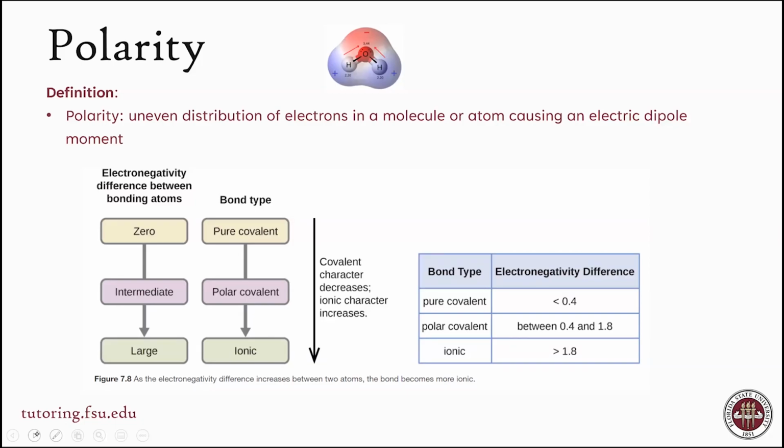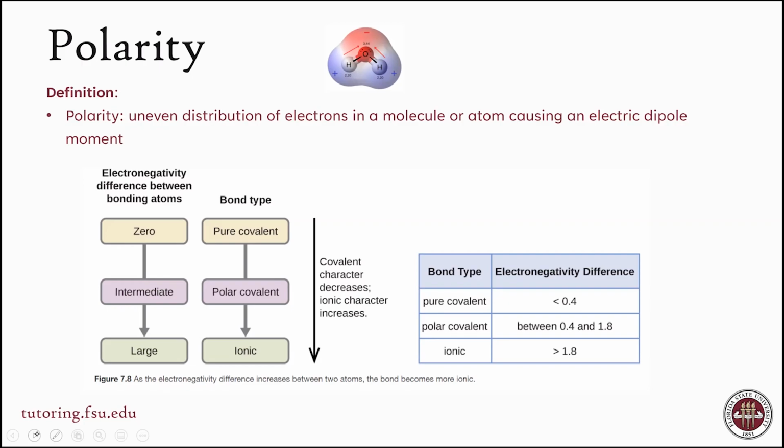As you can see on the top, we have water as an example, where oxygen is very electronegative, so it holds the electrons in its bonds to hydrogen really close, and so the hydrogens become slightly positive and the oxygen becomes more negative.